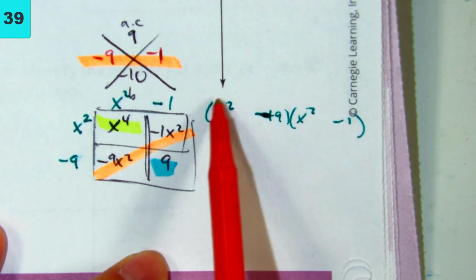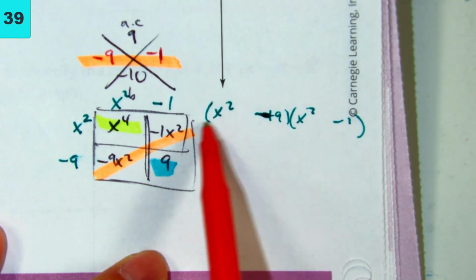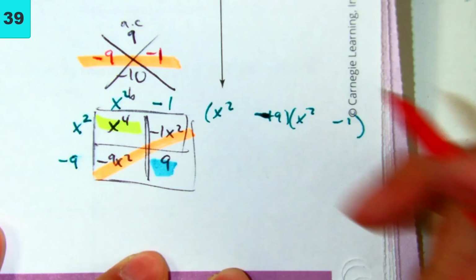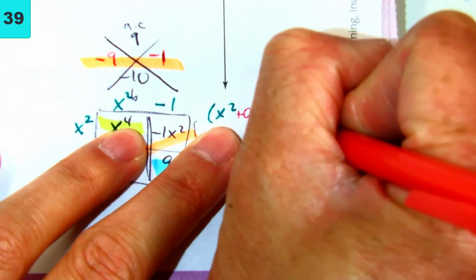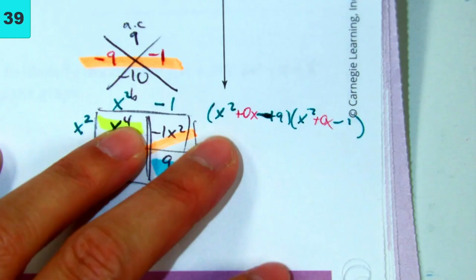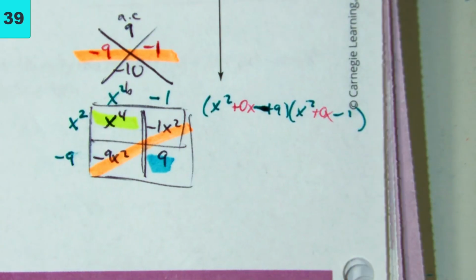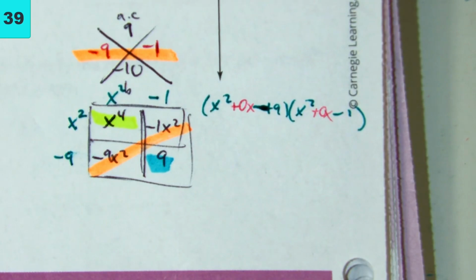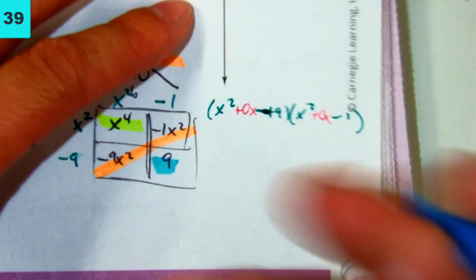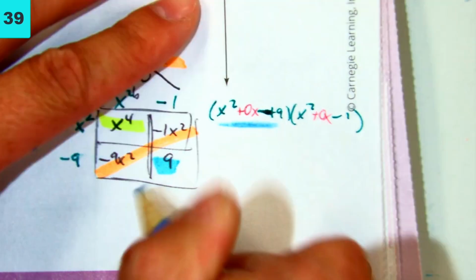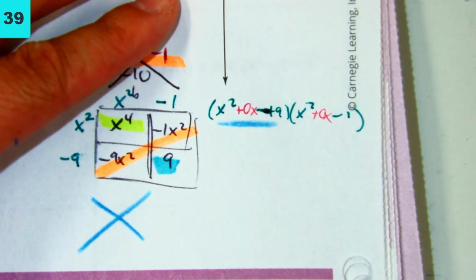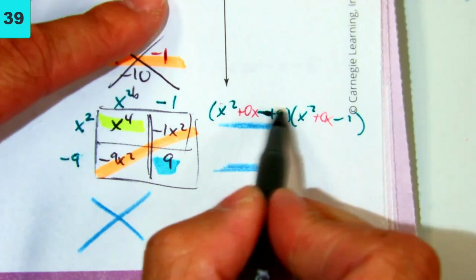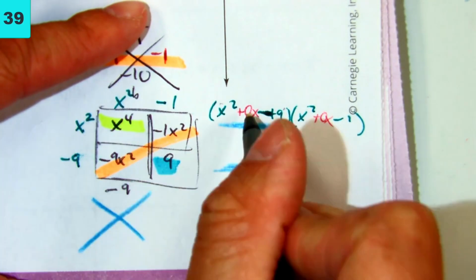Class, is this A, B, or C? What's my B value? 0x. And the reason why I did that is because you have to factor again. So let's get an answer from my blue here. A times C is negative 9. My B value is 0.